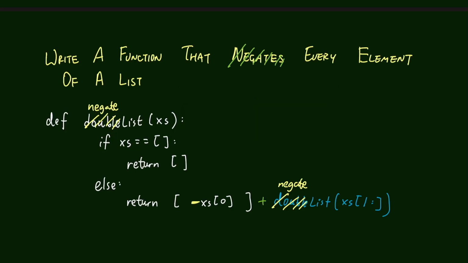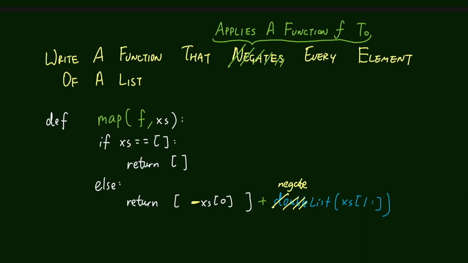And yes, we can. We task ourselves to write a function that applies an arbitrary function, which we will call f, to every element of a list. Conventionally, the function that does this is called the map function, and it takes two arguments, f, which is the function to apply, and xs, the list. We change the recursive call accordingly, and instead of negating the first element of the list, we apply f to it.